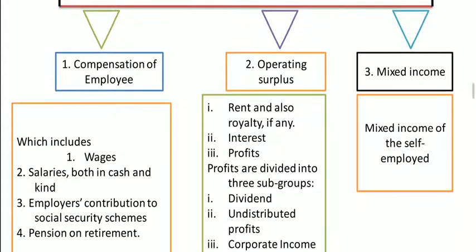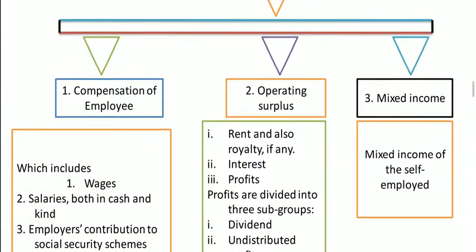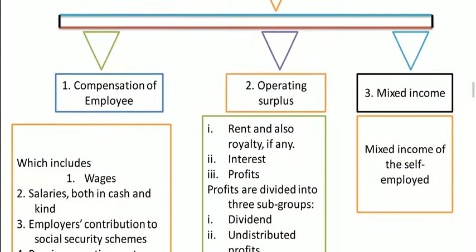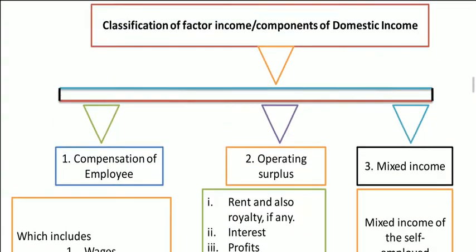See here the classification. Number one, compensation of employees. Number two, operating surplus. Number three, mixed income. So one by one we'll discuss all the three classifications or components.